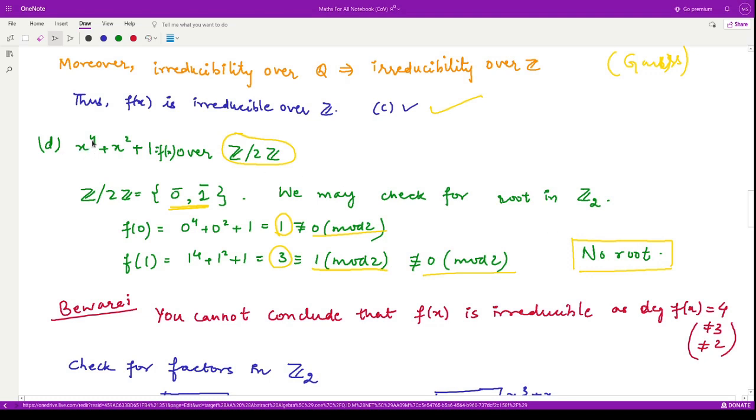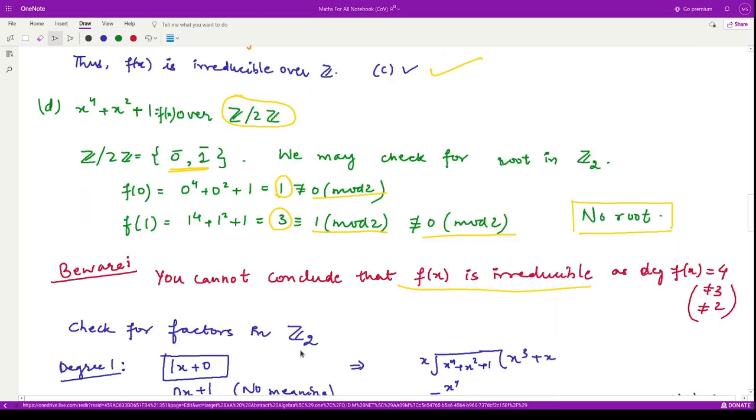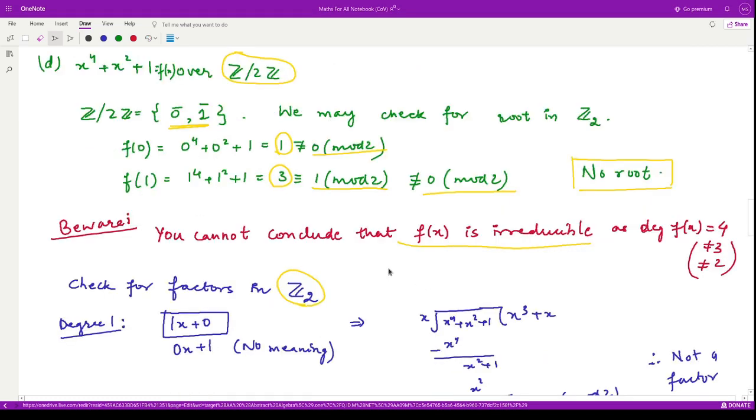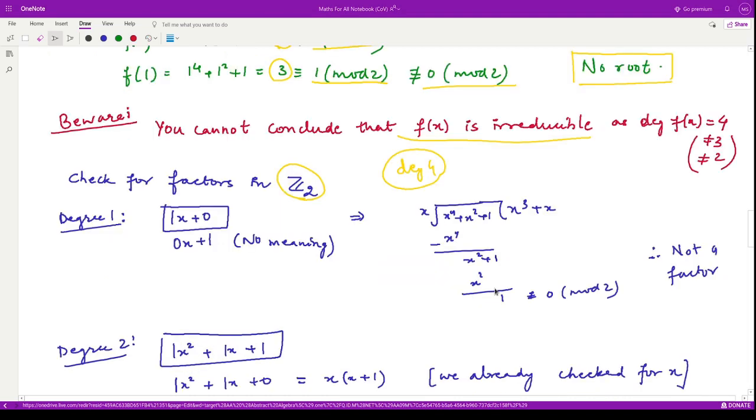Because the degree of our polynomial here is 4, and the result is valid only for polynomials with degree 2 and 3. Remember that, right? So we cannot conclude the polynomial is irreducible from here. So we have to check for its factors manually in Z2, right? So what could be the factors of a polynomial with degree 4? It could be of degree 1, it could be of degree 2. Degree 3 factors will automatically be obtained when you check for degree 1, right?